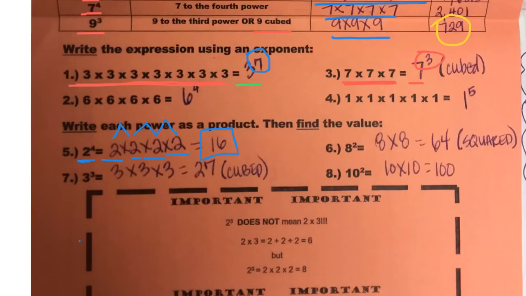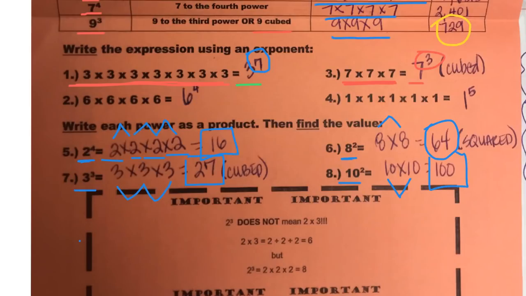The same thing over here for this one, 8 squared, that 2 tells me that I have 2 8s. So 8 times 8 gives me 64. Then 3 cubed, that tells me there are 3 3s. 3 times 3 is 9, times 3 is 27. So that's how we got our final answer. And then 10 squared, easy peasy, just 2 10s. So 10 times 10 gives me 100.